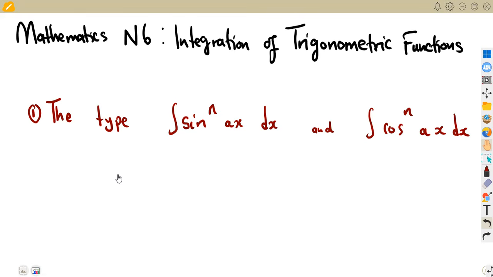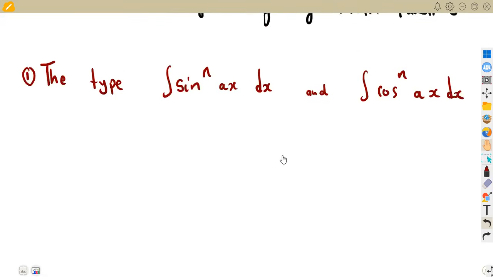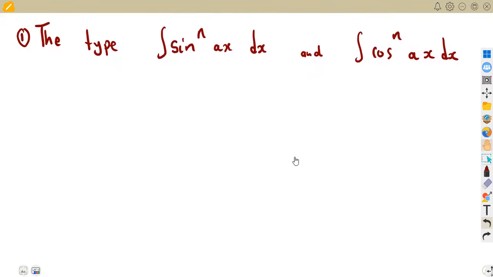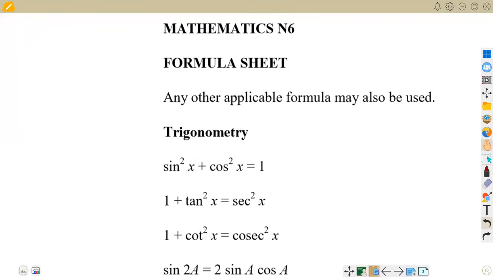Anyways, this is integration of trigonometric functions of the type sine to the exponent of n(ax) with respect to x, and the integral of cos to the exponent of n of ax with respect to x. So we want to see how we can integrate such trigonometric functions. As we are dealing with trigonometric functions, we are supposed also to be related with our trigonometric identities, all right?